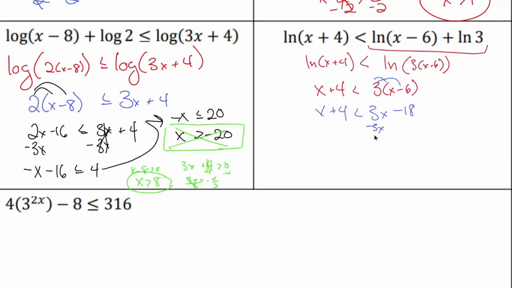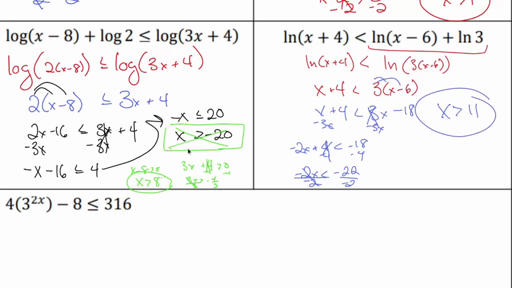Let's subtract 3x from both sides. That gets me negative 2x plus 4 is less than negative 18. Let's subtract 4, subtract 4. That gives me negative 2x is less than negative 22. The Taylor Swift special. Divide by negative 2, flip the sign. x is greater than 11. Can I plug in 11? Yup. So x is greater than 11.